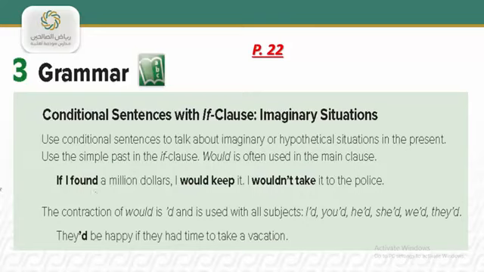على سبيل المثال if I found $1,000,000، لو أنني وجدت أو عثرت على $1,000,000 I would keep it، كنت سأحتفظ بها. هنا لو وجد كان سوف يحتفظ بها، يبقى هو ما وجد وما احتفظ بشيء، يبقى ده imaginary. اوكي.